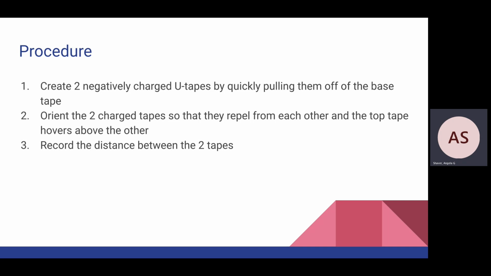The procedure of this lab began by creating two negatively charged U-tapes by quickly pulling them off of the base tape. The second step was to orient the two charged tapes so that they repel from each other and the top piece of the tape hovers above the bottom one. The final step of the procedure was to record the distance between the two tapes in order to complete the calculations.